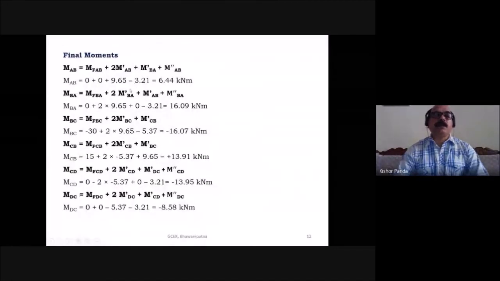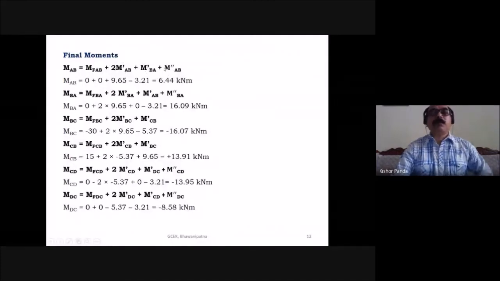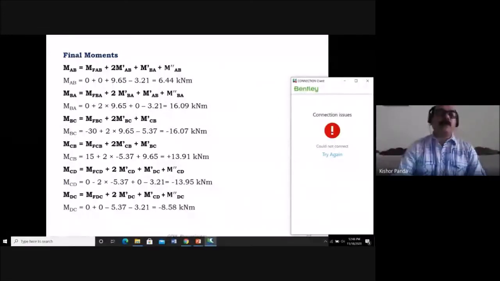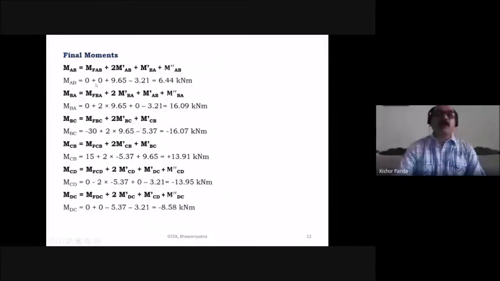So this is the final moment. So this is the formula. The formula is MAB is equal to MFAB plus twice into M dash AB plus M dash BA plus M double dash AB. In the vertical member, you have to consider the translation moment, but in the horizontal member, there is no need to take the translation moment when you find out the final moment. So this is not required. This is not required. The translation moment.